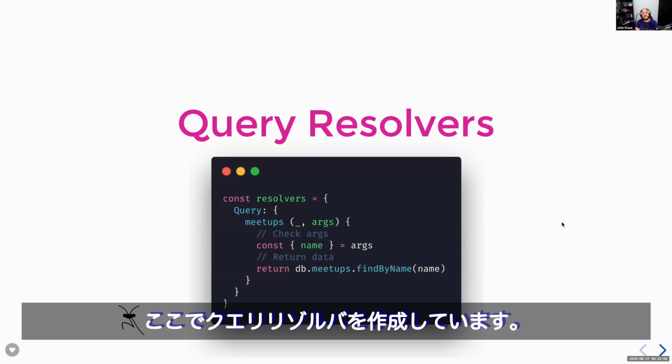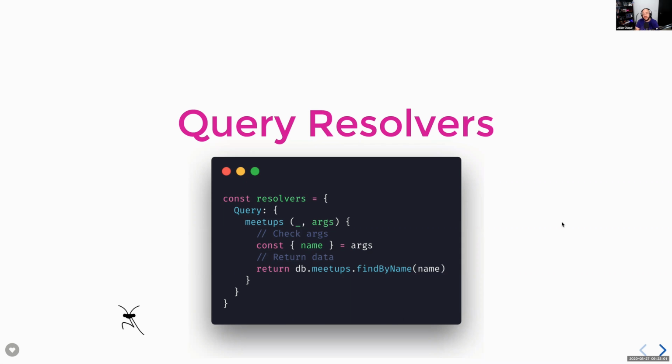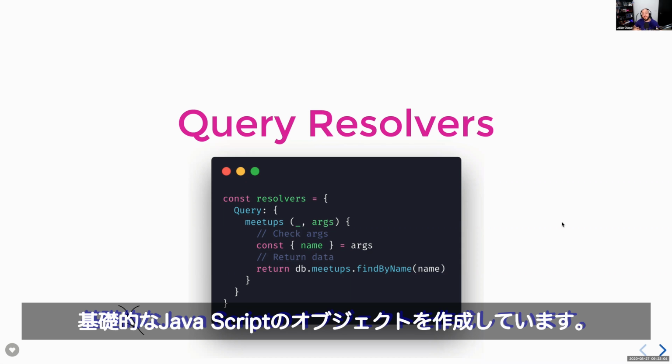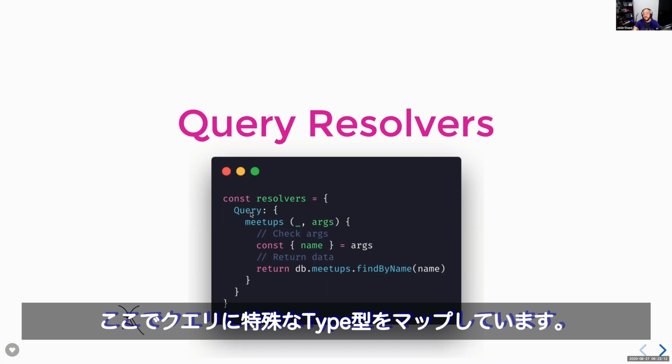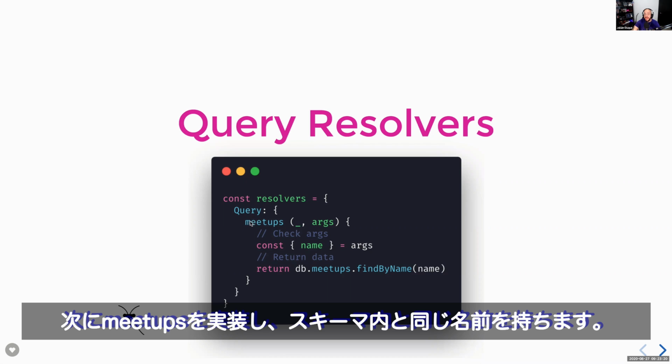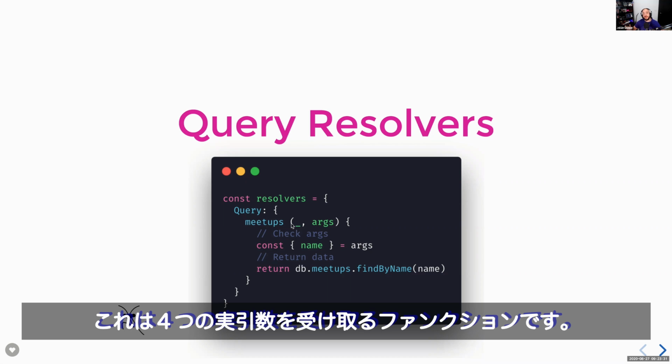Here, I am creating the query resolvers for the meetups in JavaScript. So I am creating a basic JavaScript object that contains the query name as a property. So here we are mapping to the special type query. Then we are implementing meetups. This needs to have the same name we use in the schema. And this is a function that receives 4 arguments.